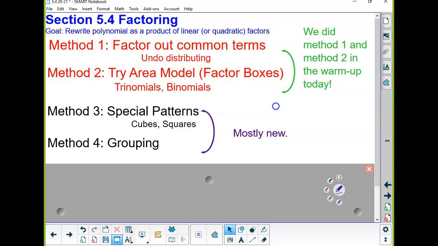I say mostly new because we've covered some special patterns the other day. But again, the nice thing is if you don't recognize the special pattern, you can still rely on method number 2 for most of it. The cube one is the one that you're really going to have to focus on today. Squares, I'm not too concerned about with pattern. And right now, this probably means nothing to you. But it will.